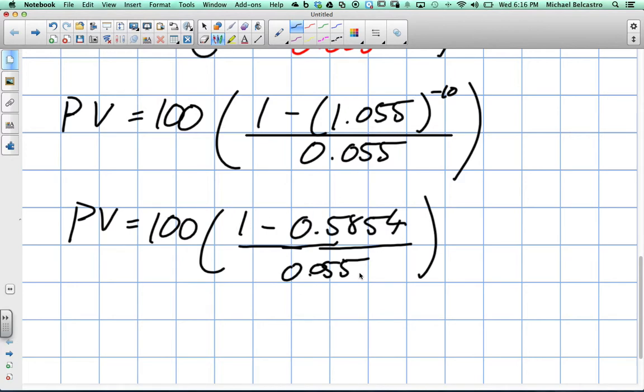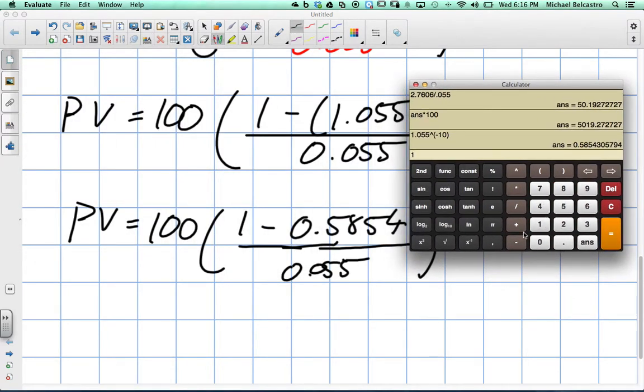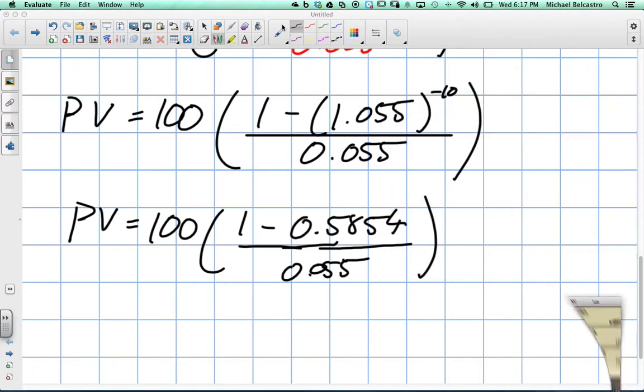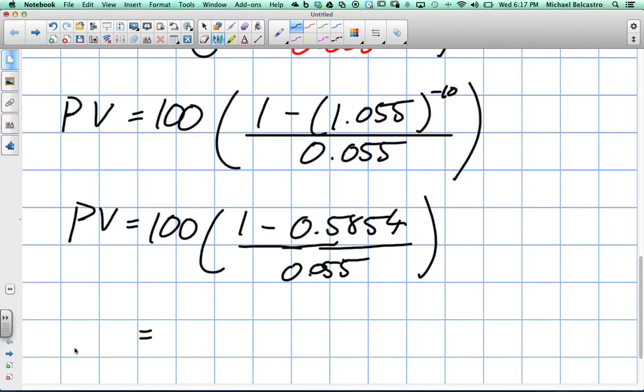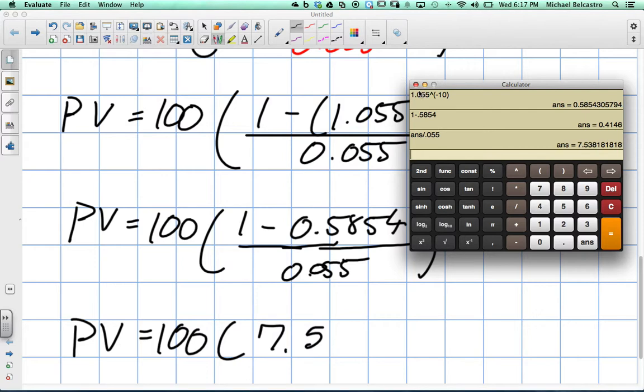Now we're going to try to do this all in one step like I said before. So 1 subtract 0.5854 is equal to, and then going to divide it right away, divided by 0.055. Okay. And then the very last step would be to multiply by 100. So maybe I'll write this in, 7538. So I just finished the bracket. I equated that. So PV is equal to 100 times 7.5381.